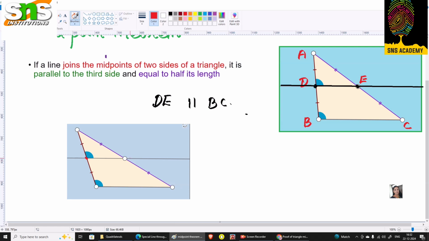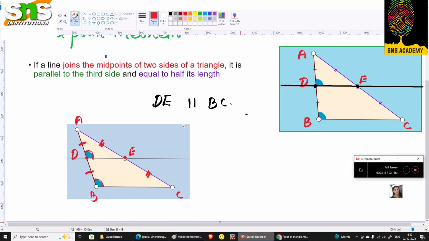In this figure, it's mentioned this is a midpoint of the side, and this is a midpoint of another side. How do you know? Because it is given clearly. These two symbols represent equal, meaning that it is a midpoint, and here also it's mentioned. So they have taken midpoints D and E of the triangle ABC, and then it's shown clearly the angles are equal.